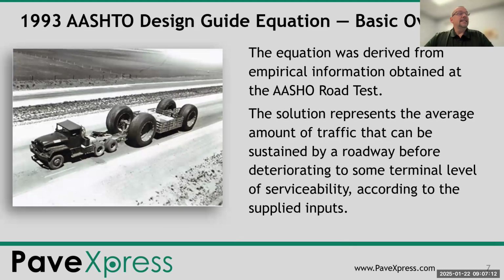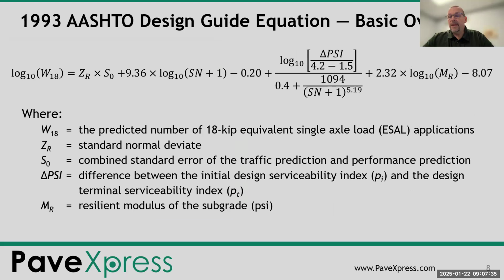When we talk about the 1993 AASHTO Design Guide, the equation was derived from empirical information obtained at the AASHTO road tests, which were done in the 1960s. The solution represents the average amount of traffic that can be sustained by a roadway before deteriorating to some terminal level of serviceability, according to the supplied inputs. If we remember our pavement design classes, we remember the AASHTO Design Guide equation.